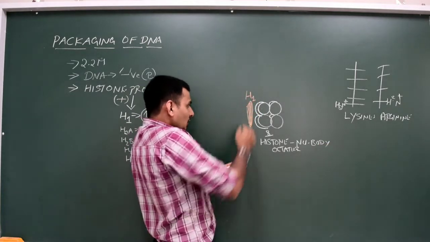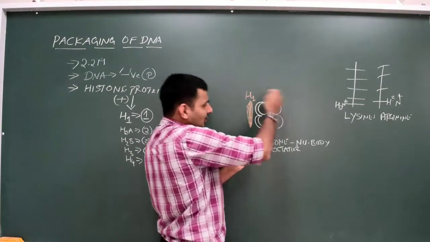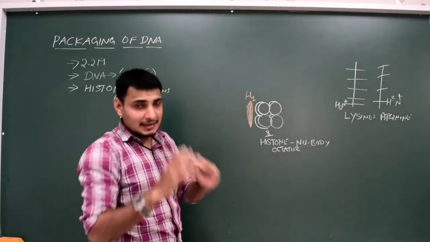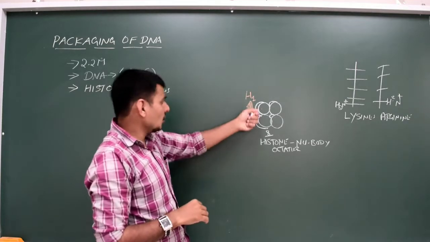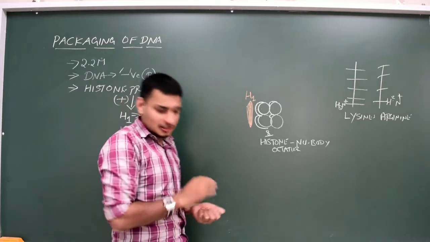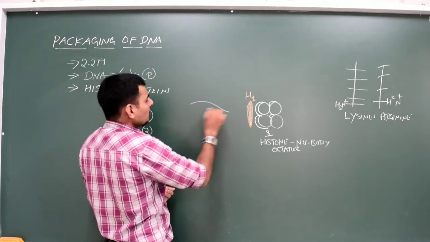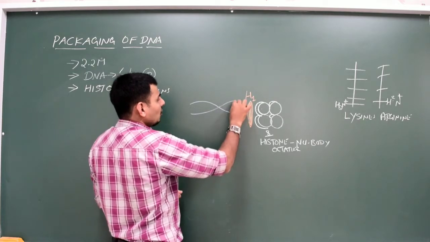Now H1 is situated outside, whereas the histone octamer is made up of 8 histone proteins. So this is called a histone octamer. This is H1. Remember, this is the basic thing. Now let us imagine this is the DNA. DNA is very long.